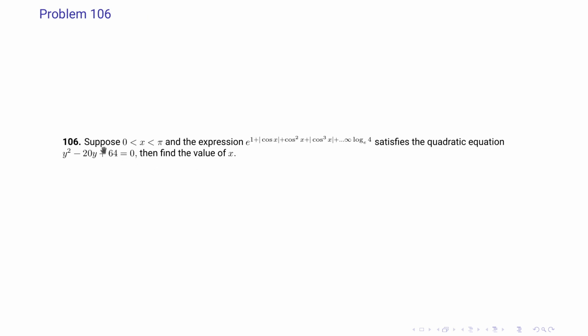Problem 106 says that suppose x lies between 0 and pi. This is an open interval because it is greater than and not equal to. And the expression e to the power 1 plus modulus of cos x plus cos square x plus mod of cos cube x to infinity, whole multiplied with log of 4 with base e, satisfies the quadratic equation y square minus 20y plus 64 is equal to 0. Then find the value of x.